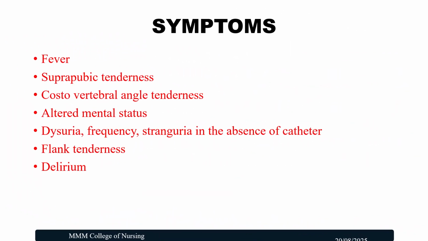What are the symptoms that occur after CAUTI infection? Most people will have fever, suprapubic tenderness, costovertebral angle tenderness, altered mental status, dysuria, which means difficult or painful urination, and frequency of urination, and strangury in the absence of catheter, which means these symptoms are sometimes characterized by painful and frequent urination of small volumes. Sometimes flank tenderness can be seen, and delirium, which is a serious change in mental abilities that causes confused thinking and lack of awareness of surroundings.